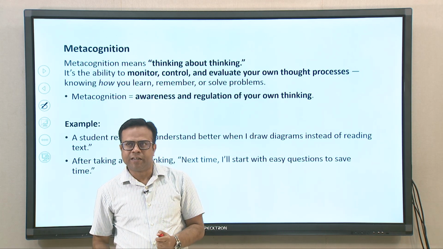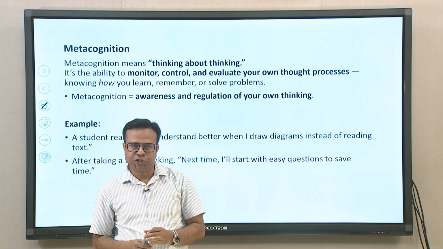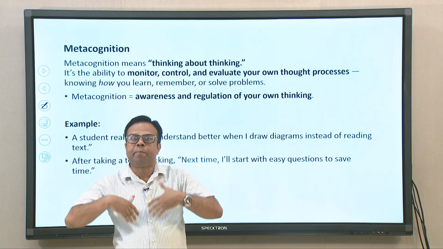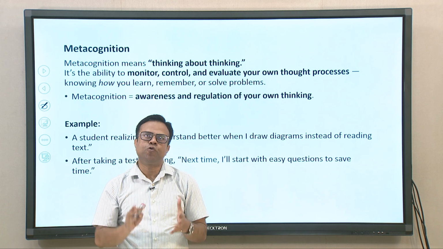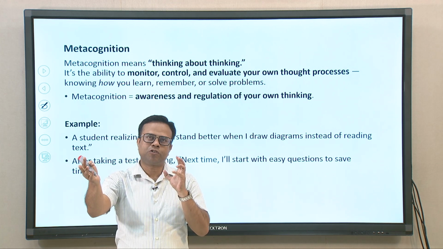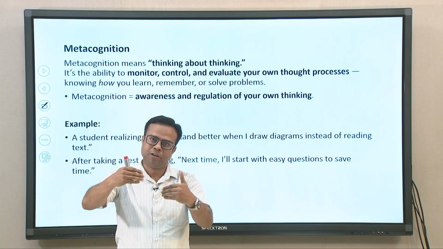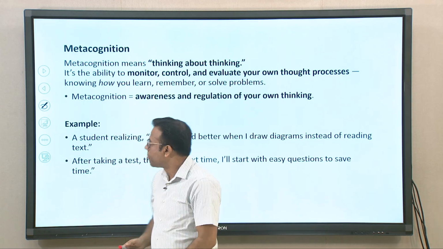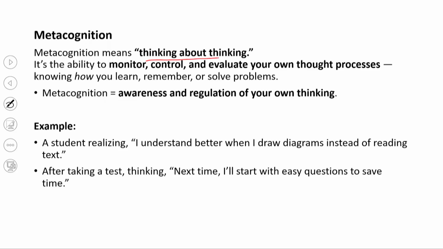Another form of thinking is called metacognition, which also means thinking about thinking. Many times we not only think, we also sometimes think about how I am thinking. So, it is a kind of meta perspective. Metacognition means thinking about thinking. In the other categories, you are just thinking about something. Here, you are thinking about how you are thinking. So, that is called metacognition.